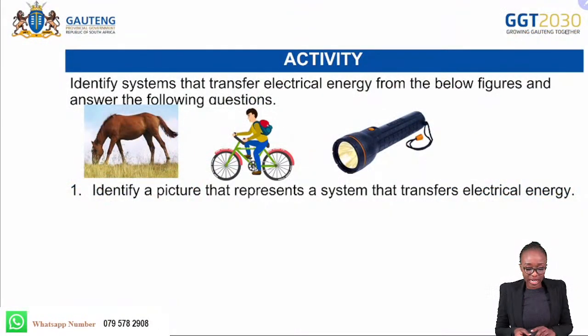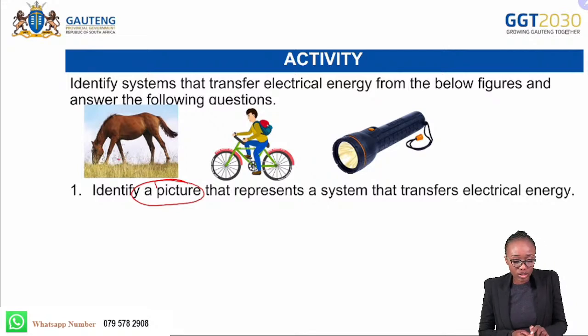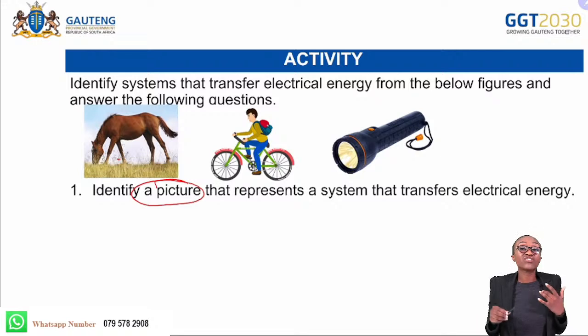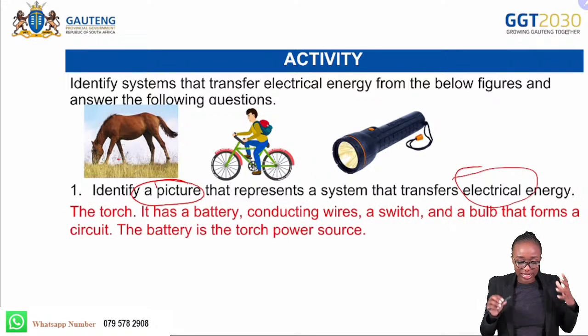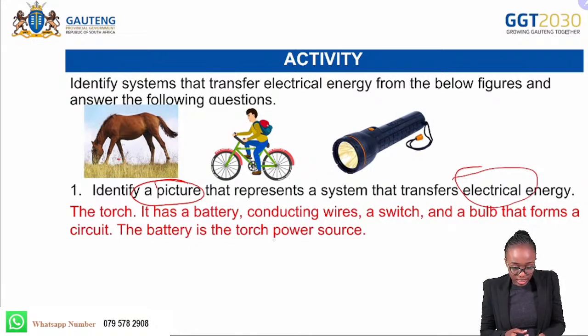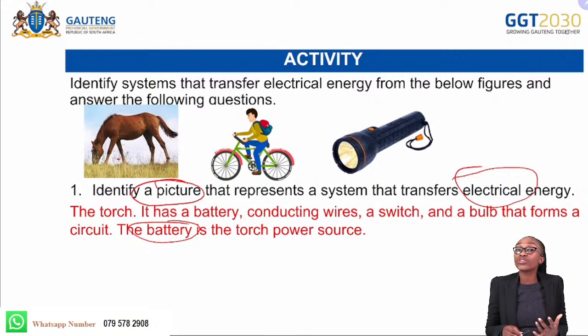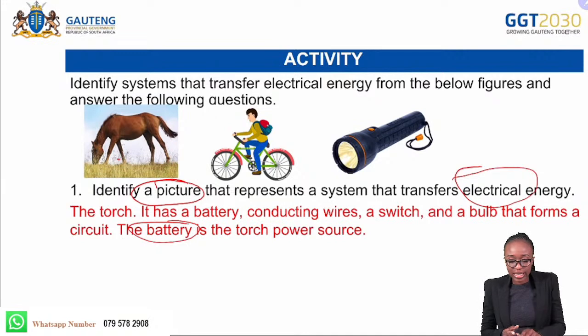We're supposed to identify a picture that represents a system that transfers electrical energy. We've got a horse, a man on a bicycle, and a torch. So which of these three represents a system that transfers which kind of energy? Electrical energy. So which one is it? It is the torch. Why am I saying it is the torch? Because it has a battery, it has conducting wires, a switch, and a bulb that forms a circuit. And the battery is the torch's power source. Remember, the battery or the cell has chemical potential energy, which is transferred or converted to electrical energy. So it is the torch.